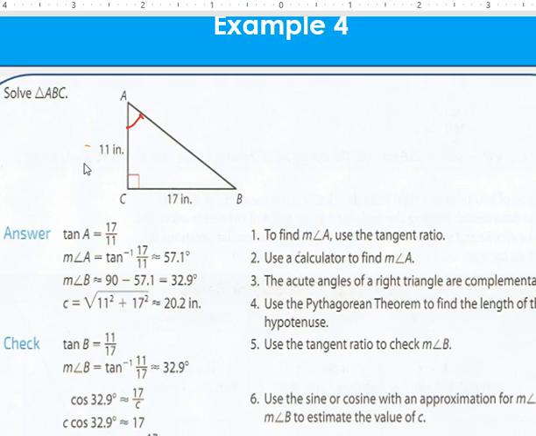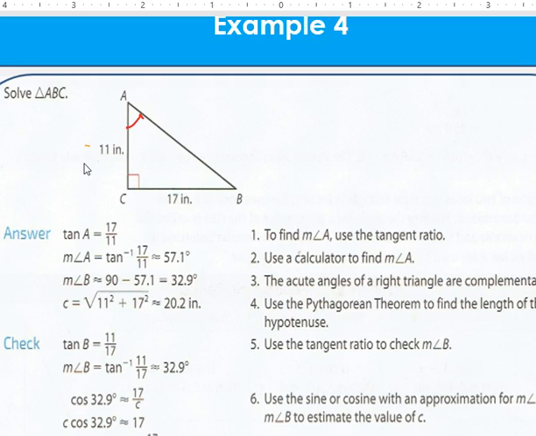But angle A, we see that angle A has an adjacent and an opposite, so opposite over adjacent will be tan, so it would be tan of 17 over 11. Now we go ahead and use the equation we just learned where we're going to solve for our inverse tan, and that will make the measure of angle A equal inverse tan of 17 over 11, which will be approximately 57.1. So that's exactly like we did in the last example, example 3.